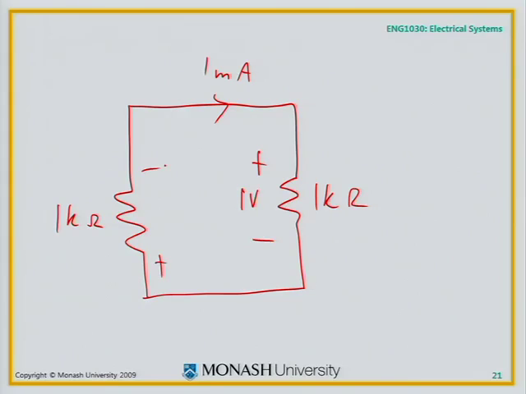What about this one? 1 volt. Do Kirchhoff's voltage law around the loop. The sum of the V_i equals what? 2. The sum of the voltages around that loop equals 2. Never listen to a word I say.